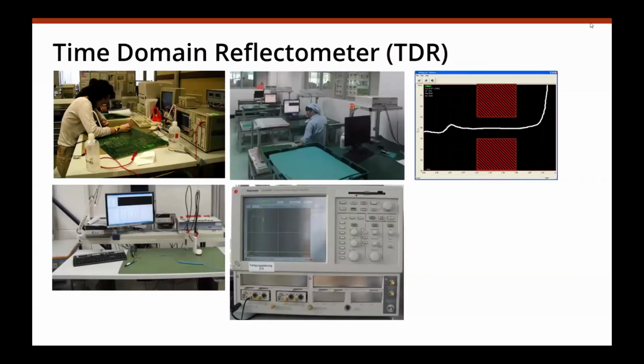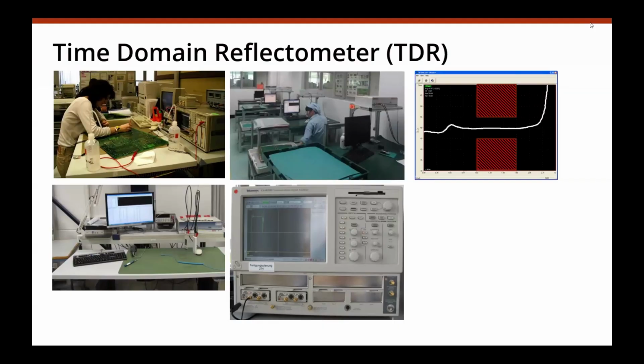Okay, running short on time, so just a few pictures of what TDR can look like. Just showing a couple of examples here. Upper left-hand side and lower center are high-end tools, more for lab use. The other two pictures are more what's used on a PCB manufacturing floor, not as capable, but easier to use for an operator.